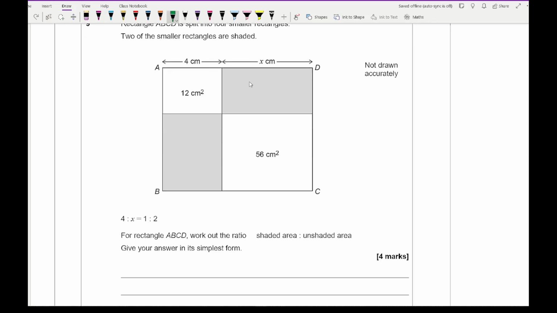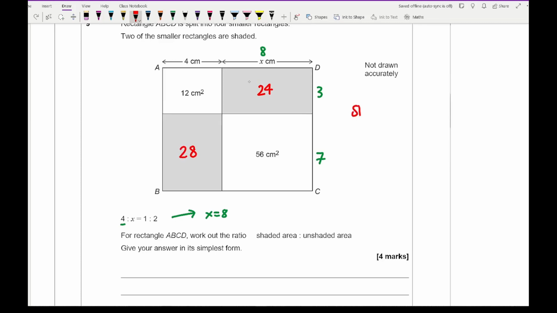So if x is twice the size of 4, from this we can work out that x is going to equal 8. So that's going to be 8, and 56 divided by 8 gives me 7, so that's going to be 7. And if this is 4, what times 4 gives you 12? Well, that's going to be 3. So from this, I can then work out what the areas of the unshaded area is going to be. So this area here is going to be 24. And this area here is going to be 7 times 4, which is 28.